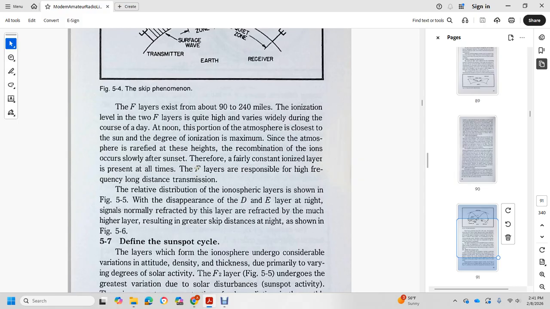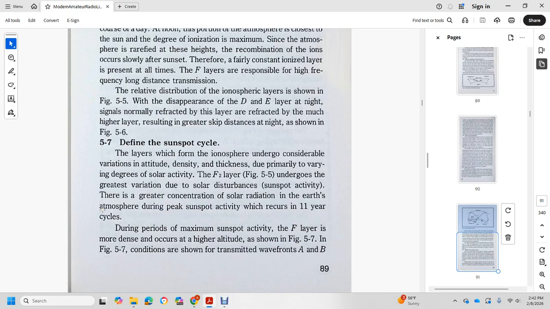The distribution of the ionosphere layers is shown in Figure 5.5. At night, with the disappearance of the D and E layers, signals are normally reflected or refracted by the higher layer, which results in greater distance. Skip distances at night are shown in Figure 5.6.